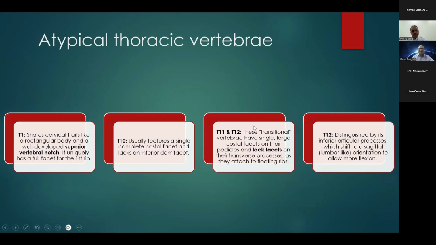So what is an atypical thoracic vertebra? T1, which is like a cervical, has a rectangular body and has a well-developed superior vertebral notch. It has a full facet for the first rib. So T1 is an atypical vertebra. T10, T11, and T12 are more like a lumbar. They have sagittally oriented articular processes. So they are also called atypical thoracic vertebrae.